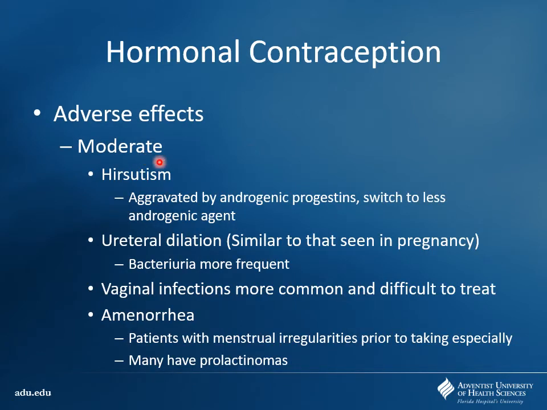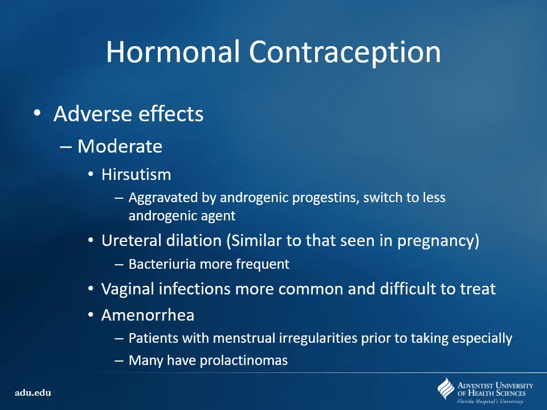Okay, some other things. Hirsutism can occur, but that's mainly going to be due to some androgenic progestins. So if you can switch to one that's less androgenic, that's going to be good. You can see some urethral dilation. It's similar to what occurs in pregnancy, and that can actually lead to some bacteriuria. So if you have someone who's more prone to UTIs, that could be a problem for them. Something to note there. And then vaginal infections tend to be a little bit more common and more difficult to treat, but it's one thing just to educate them on.